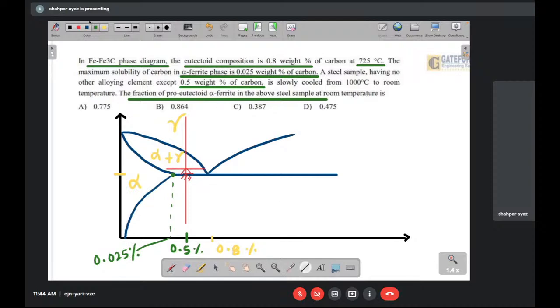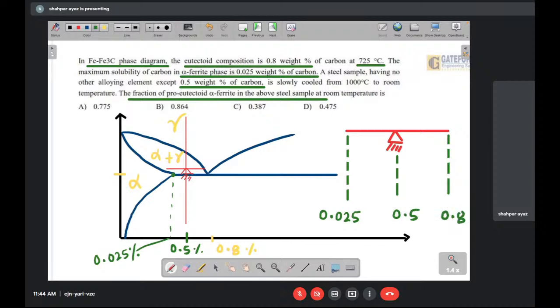Now if you apply the lever rule, the fulcrum is placed here, and the data at the end point will be like this. The end point is 0.025%, this is 0.5, and this is 0.8. This is the alpha pro, present here in this box. Here you are going to get the mass of the alpha, and here the mass of the gamma.